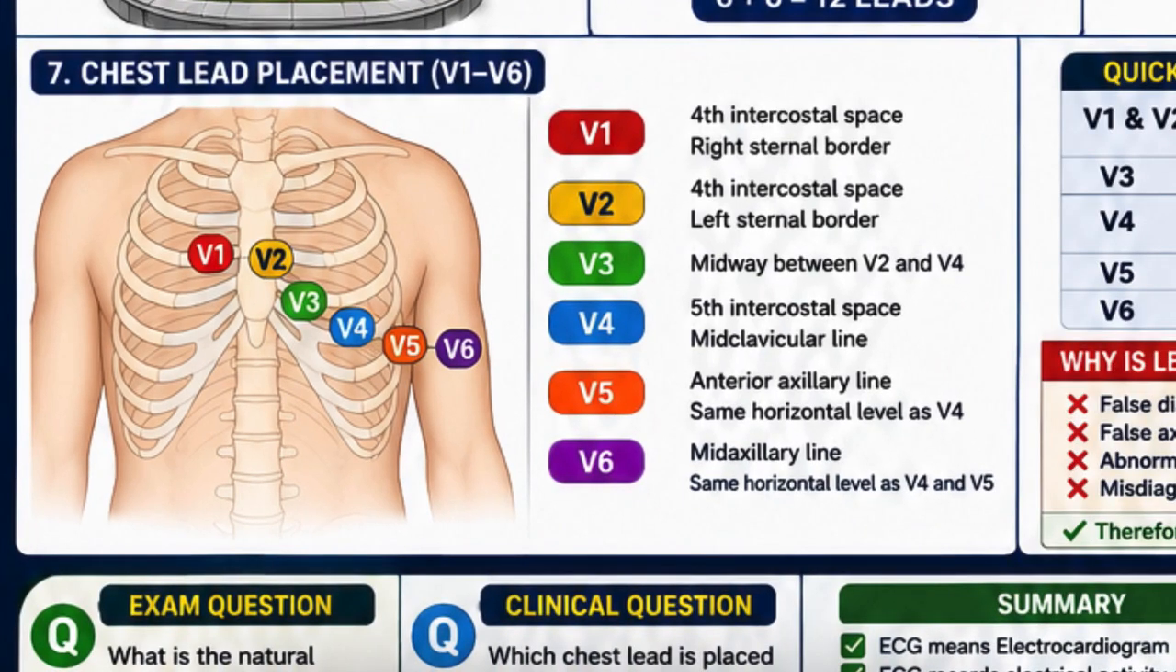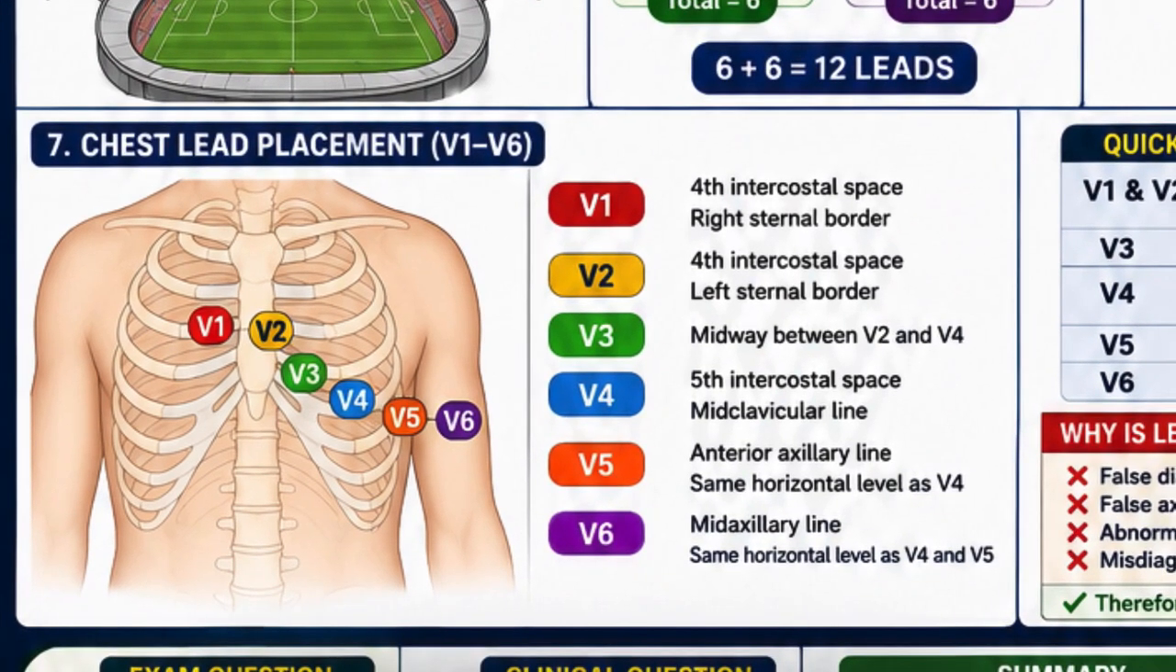Next one, we have chest lead placements. So this is very important. If you are making any wrong placement, you are not going to get a proper reading. Okay, so we have these chest lead placements, right? Total V1, V2, V3, V4, V5, V6. So the first one, V1, will be at the fourth intercostal space at the right sternal border. Next one, V2. V2 will be at the fourth intercostal space at the left sternal border. Next one, V3. V3 is seen midway between V2 and V4.